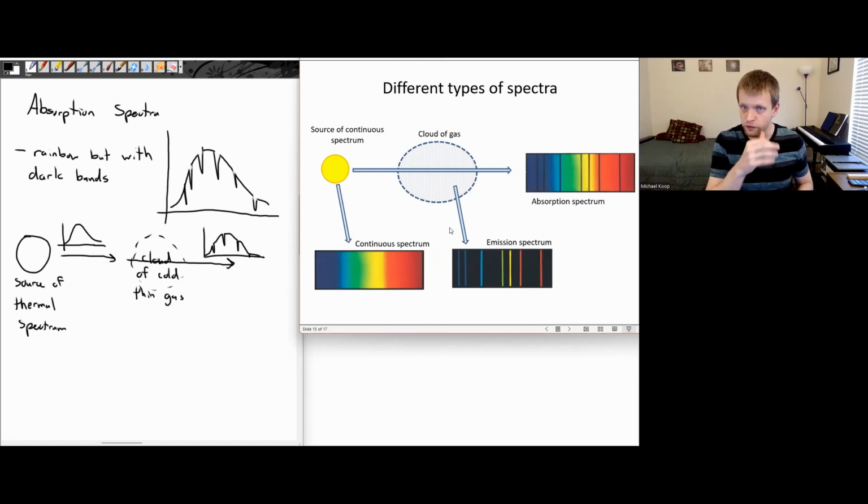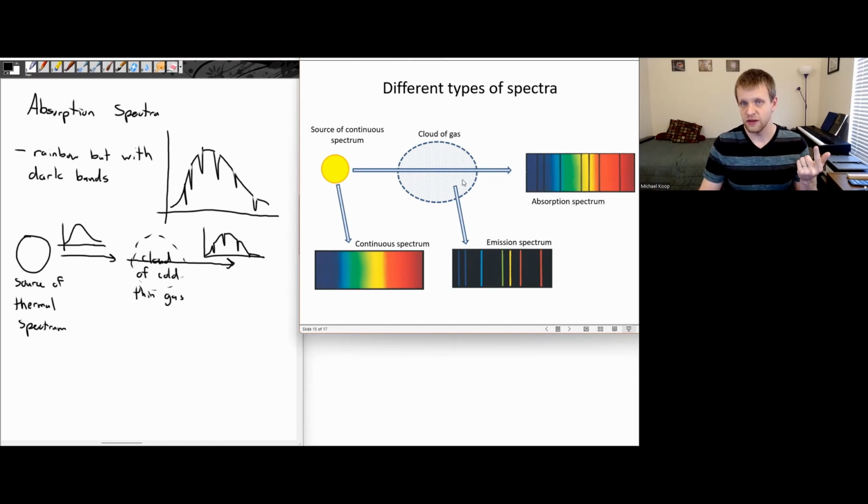So again, this overview allows us to identify how each of these types of spectra are produced. Continuous spectrum, it's just if I have a solid, liquid, or very dense gas that's producing this continuous spectrum, that's going to be the thermal radiation that we talked about before. If this spectrum shines through a colder cloud of gas, that cloud of gas is going to absorb certain wavelengths of light. And if I'm looking from this direction, I'm going to see this absorption spectrum.